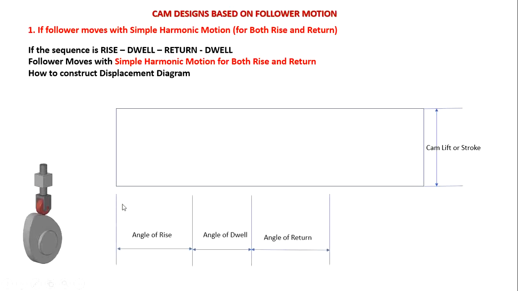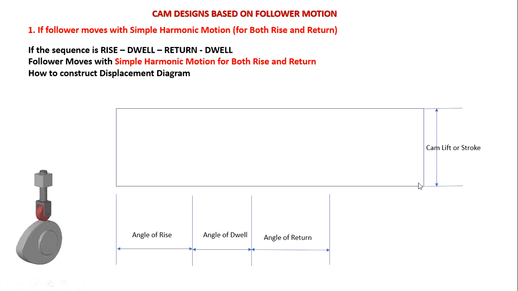Second, we have to draw a line for the length of 360 degrees, converted into a linear length. The angle is converted into mm. For example, if the angle of rise is 60 degrees, then we have to mark a point at 60 mm here. Similarly, if the angle of dwell is 30 degrees, we have to mark a point at 30 mm here. Similarly, angle of return 60 degrees means we have to mark a point accordingly.